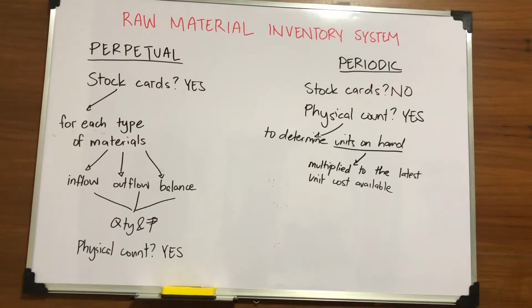For your periodic, you do not maintain stock cards here. The only way you know the balance of your raw material inventory is through a physical count to determine the units on hand. You determine the units on hand by multiplying by the latest unit cost available. Also, note that under this method, the cost of materials issued is not directly determined. It is indirectly computed by deducting the remaining inventory in hand from the total available for use.